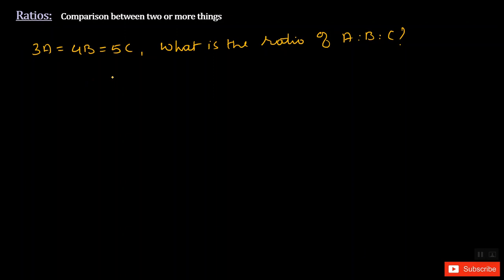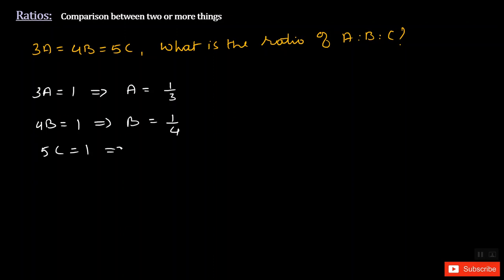Simple, we need to follow the same thing we did before. Whatever they have given, you have to equate it to either variable x or 1. So I go with 1. I equate 3a equal to 1, so the value of a is 1/3. 4b, you equate with 1, so the value of b is 1/4. And 5c equals 1, so the value of c is going to be 1/5.